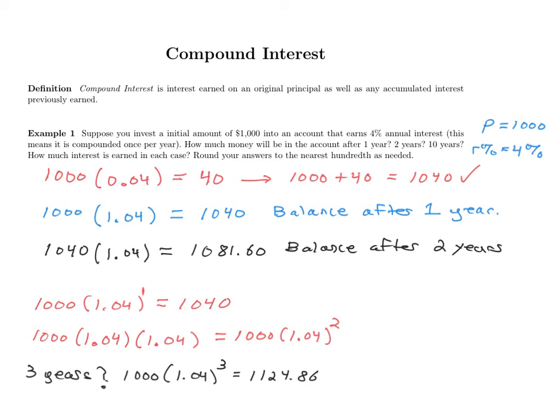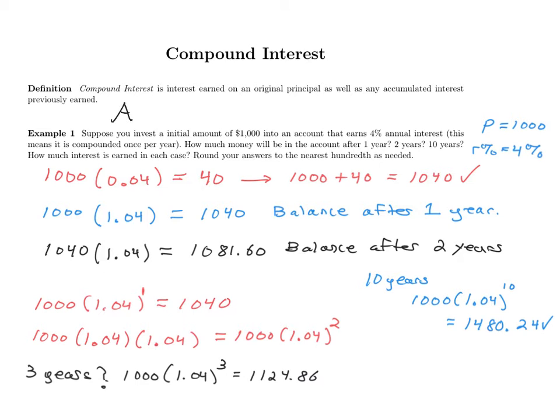Kind of running out of space, but I'll put this off to the right. So for 10 years, the balance is 1,000 times 1.04 to the power of 10. This is not to be done by hand. This can be done right in a calculator. I'm entering in this now. Rounded to the nearest hundredth, I get $1,480.24.